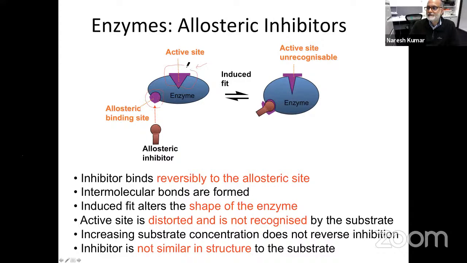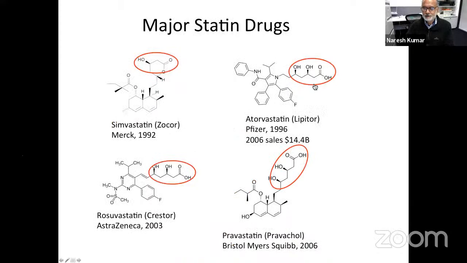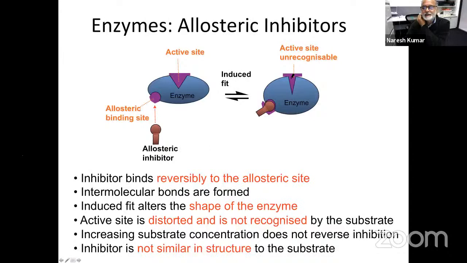Once the inhibitor binds into its own site, it changes the shape of the active site. See, it was broader, and by binding the inhibitor, it became narrower. So that means the actual substrate is not going to be able to bind to the enzyme anymore because the shape is changed now. So this inhibitor binds reversibly to the allosteric site, that means the site that is away from the active site. An intermolecular bond is formed again, and this binding changes the shape of the enzyme. The active site is distorted and not recognized by the substrate.